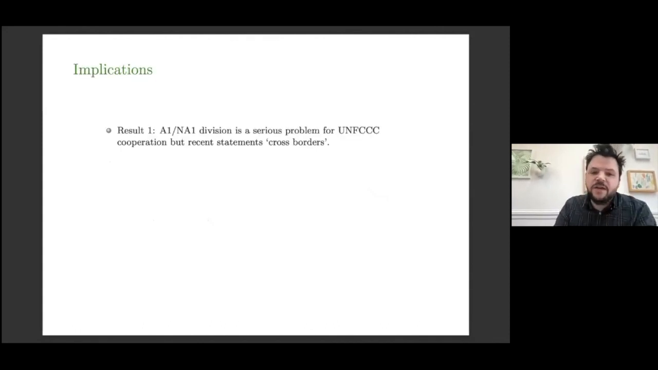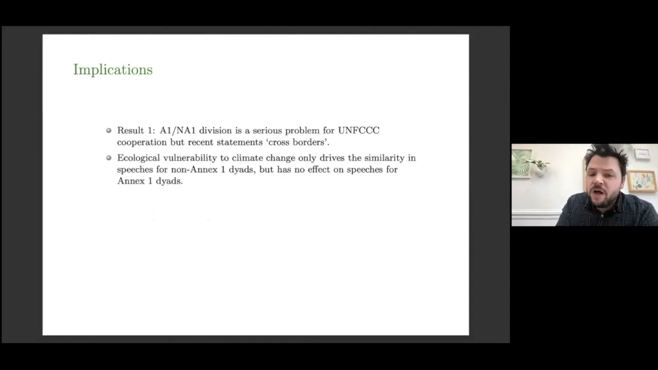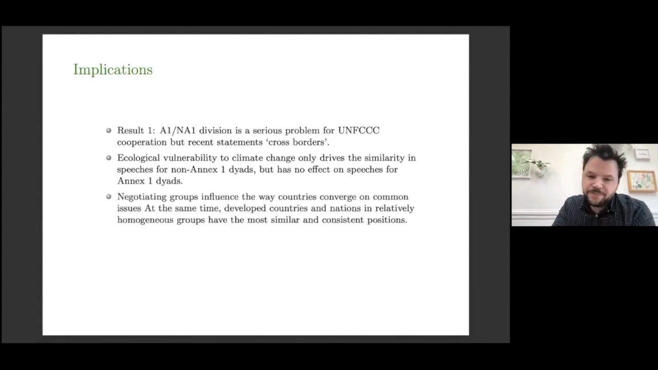Very briefly, the implications here are that this division between the Annex 1 and non-Annex 1 remains very serious for UNFCCC cooperation, but recent statements do cross borders. We do see that happening. Ecological vulnerability is an important driver of similarity in positions related to climate change, but it's only driving this for non-Annex 1 dyads. Annex 1 dyads are driven by other things, non-climate risk, things not related to vulnerability.